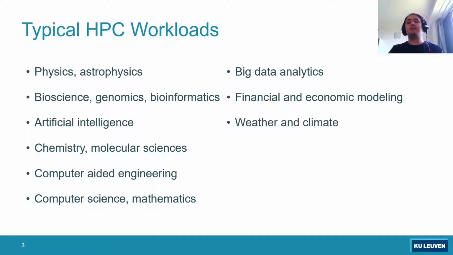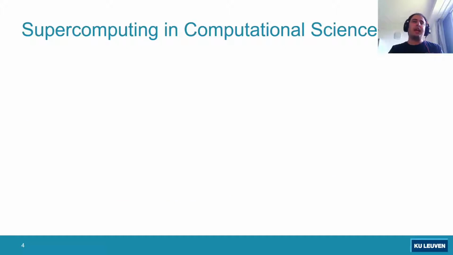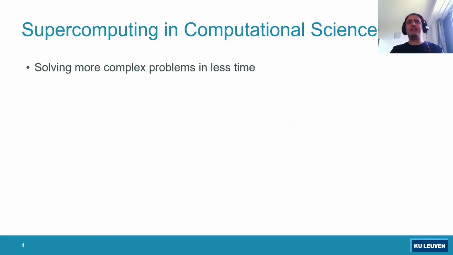And weather and climate forecasting and simulation of climate change. And also cybersecurity and advanced graphics, including rendering of simulation results in computational modeling. And also a lot more. So there are so many other applications you can imagine for HPC, but these are the typical workloads. And supercomputing and computational sciences, as I said, are driven by the need for solving more complex problems in less time.